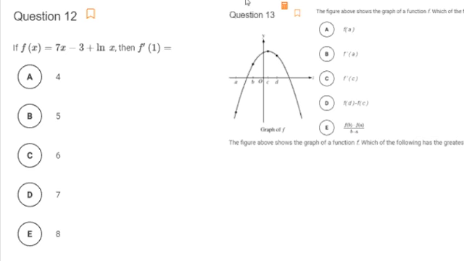All right, number 12. Okay, another one where we have to take the derivative and then evaluate it. F prime of x, this is a little bit more straightforward. We have 7 plus 1 divided by x. So f prime of 1, well, that's just 7 plus 1 divided by 1 equals 8.